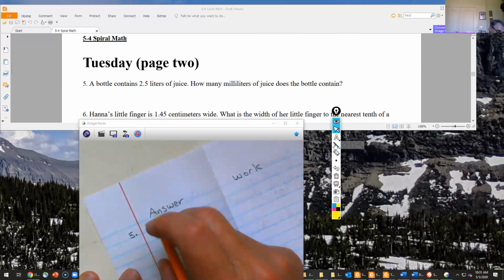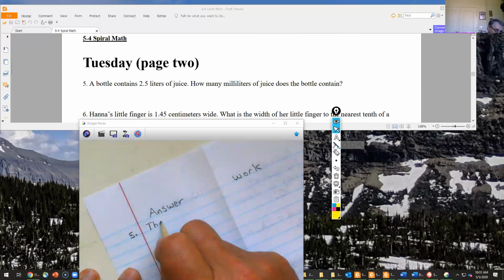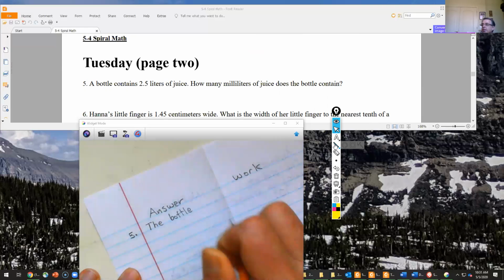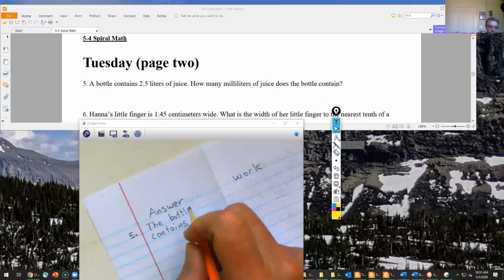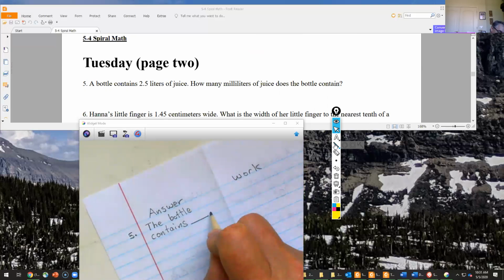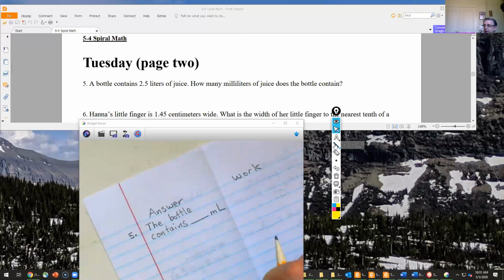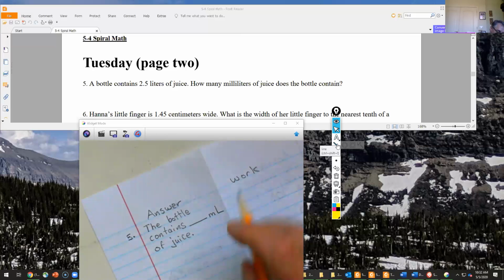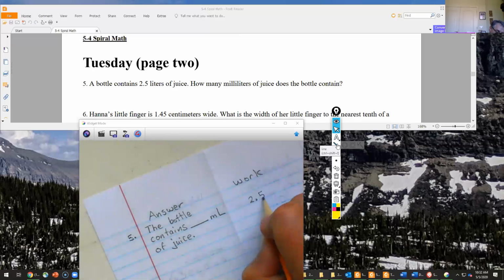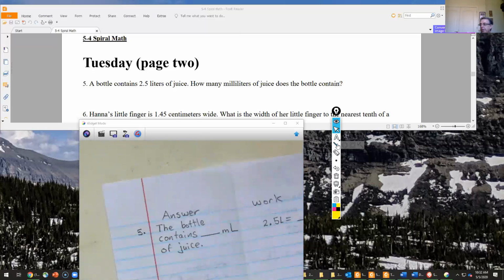So let me make my answer sentence. The bottle, and I could say the bottle contains, and I'm working in milliliters now, so I'll go ahead and put blank, lowercase m, capital L, that's how we abbreviate milliliters. Milliliters of juice. Make sure you have the words bottle, contains, milliliters, juice in your answer sentence. Now go ahead and figure out how to turn 2 5/10 liters into milliliters. So what I'll do is I'll look again.